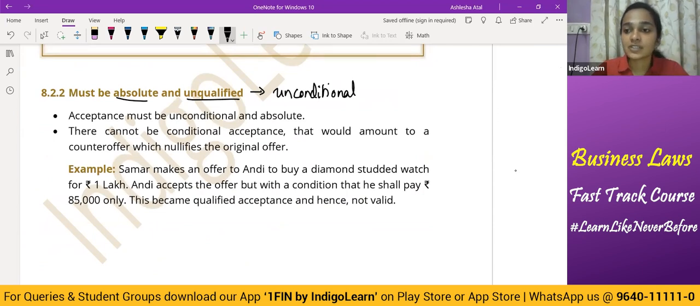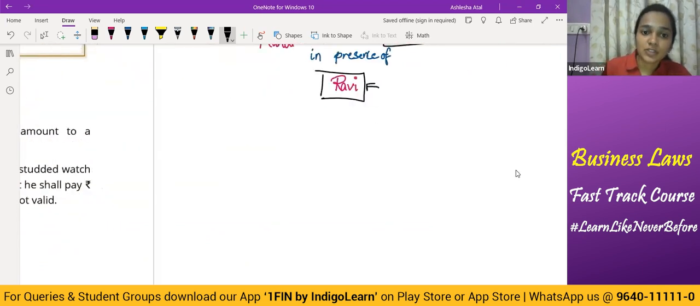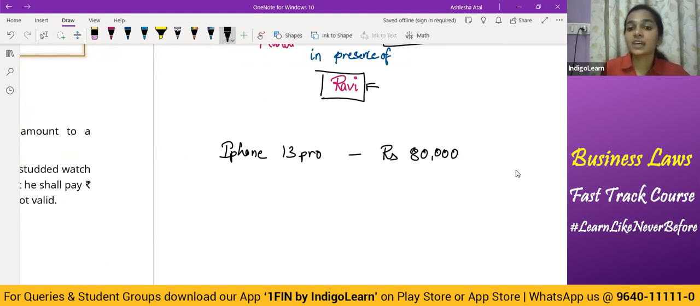Say, for example, I make an offer to sell an iPhone 13 Pro to you for rupees 80,000. Now you say, okay, I am ready to buy the iPhone 13 Pro, but for rupees 75,000. Is this an absolute acceptance? Is this an unconditional acceptance? No, it is not an unconditional acceptance. Rather, what you've done here is make a counter offer.